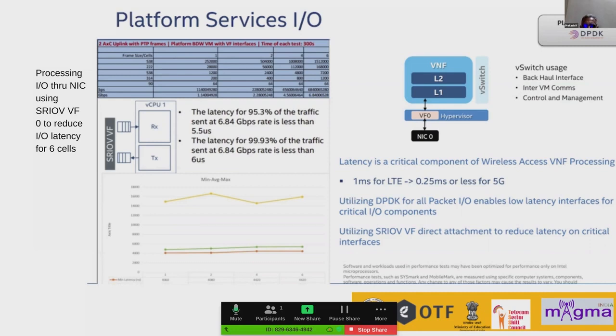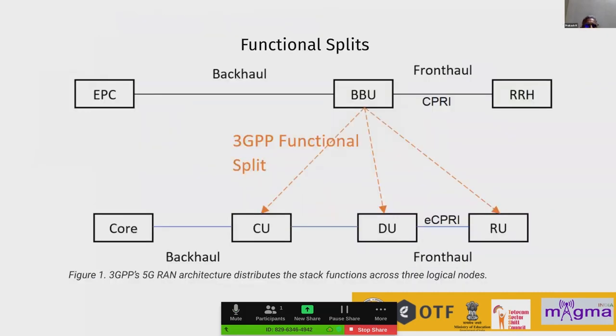So the processing is very important. The latencies are important, and multiple cell processing, multi-threading, and heterogeneous computing are all part of it. The split which I was mentioning earlier: in Release 15, the 3GPP functions were split. CPRI is the Common Public Radio Interface.